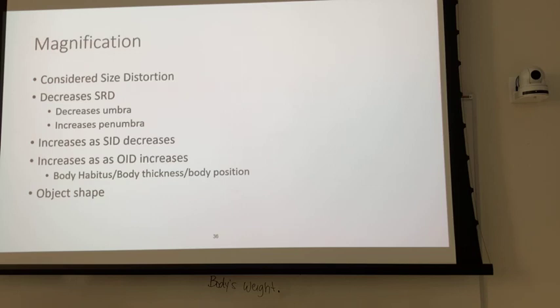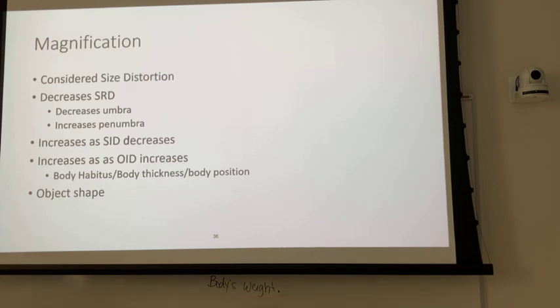Not entirely, but because it's assumed that you're going to use the lowest possible OID, then the SID becomes the variable. All right, so it decreases sharpness of reported detail, and in sharpness we have two words to remember. One is umbra. Umbra is not used as much as penumbra. Umbra means sharpness. Penumbra means unsharpness. So you're probably going to see more questions regarding penumbra.